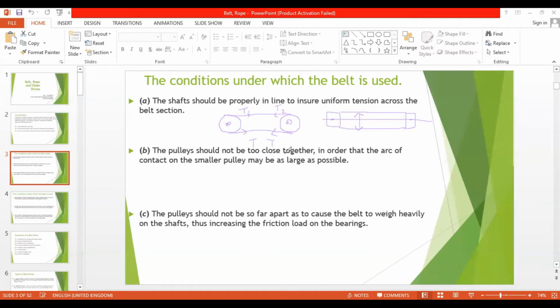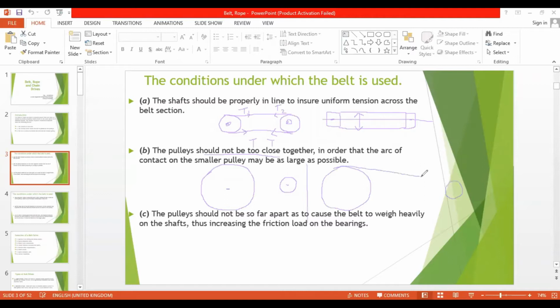The pulleys should not be too close together, in order that the arc of contact of the smaller pulley may be as large as possible. Pulleys should not be too close. Say, for example, you have two pulleys, one a bigger pulley and the other a smaller pulley. If the two are placed very near, we'll consider two situations. This is situation number one, and we'll consider another situation like this.